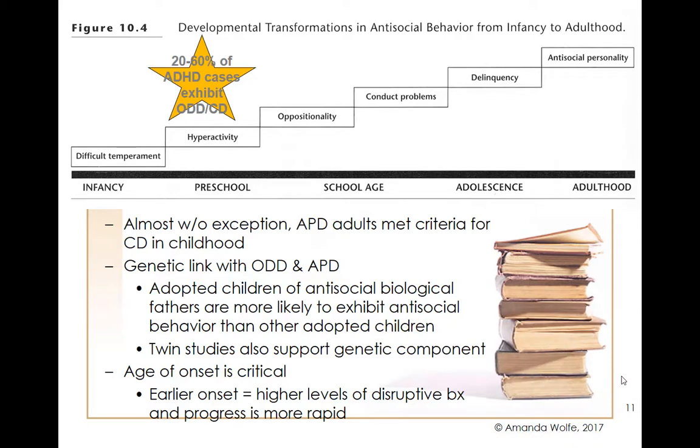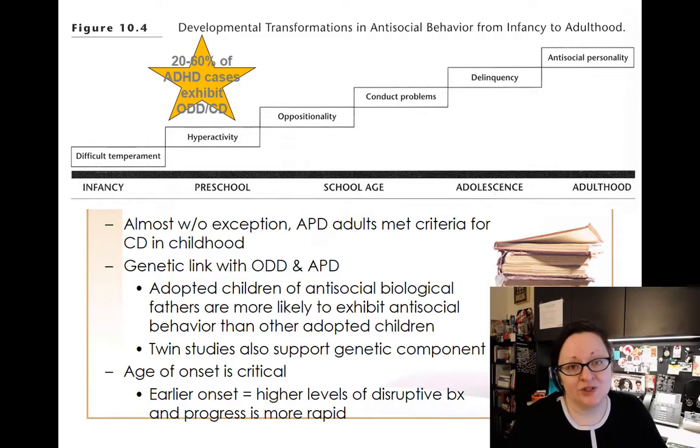From oppositionality, we sometimes see children with oppositionality going on to develop conduct problems and delinquency. And children who have conduct problems and delinquency in their childhood are much more likely to develop antisocial personality disorder in their adulthood or antisocial behaviors in their adulthood. But again, intervention, prevention, and resiliency makes it so that this is not a guaranteed line, it's just a developmental possibility.